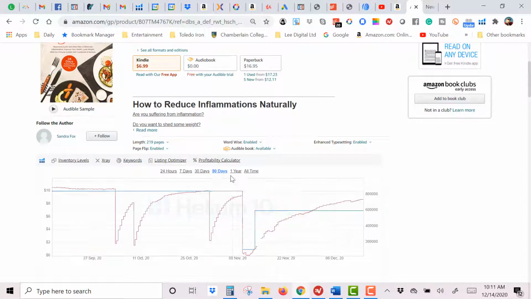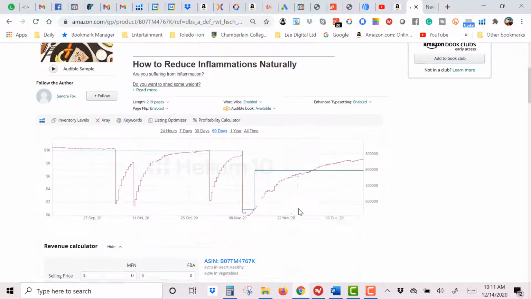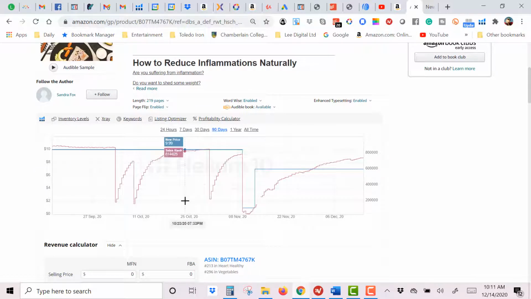Let's go back to 90 days. Here you can see it very clearly. 1, 2, 3, 4, 5, 6, 7. Yeah, so this is selling. This is selling every month.